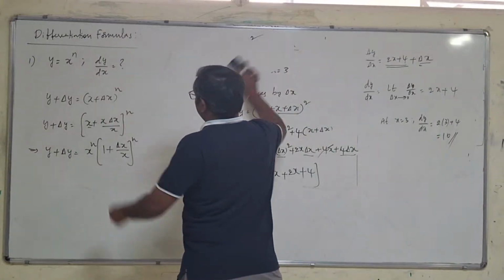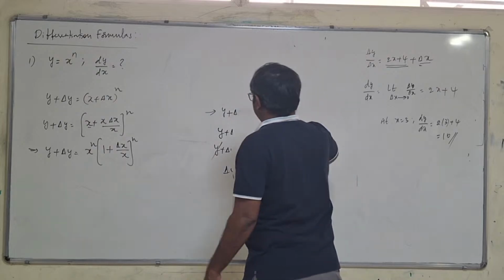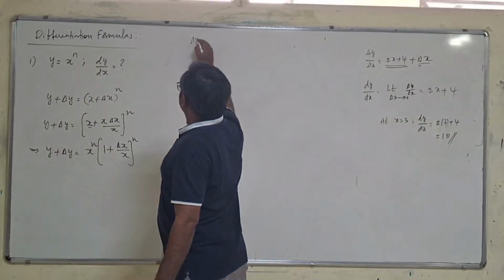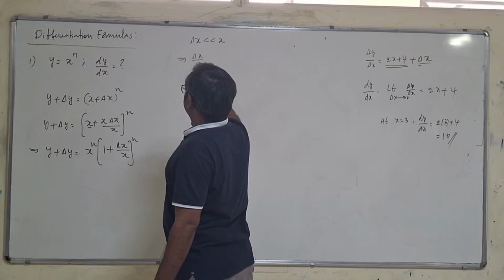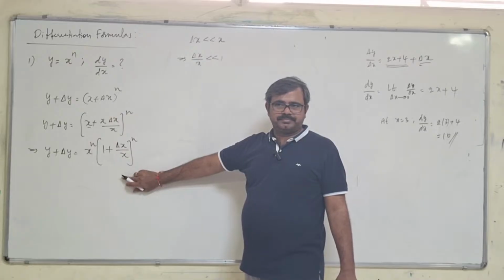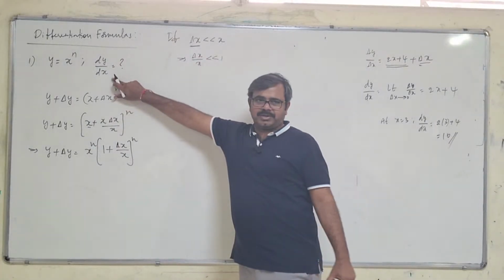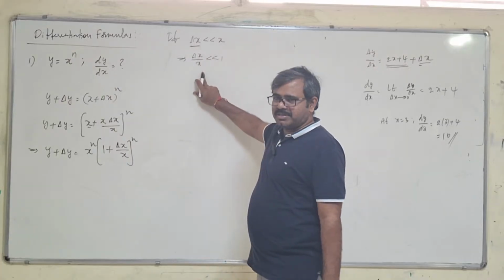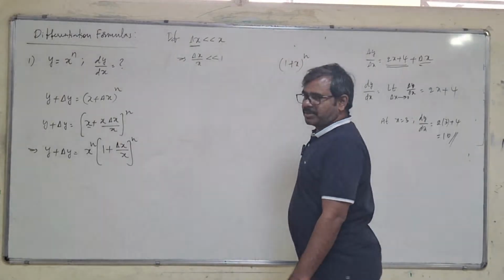Now, we want what? dy by dx. dy by dx means the interval needs to be very, very small. Delta x needs to be very small. Delta x is much less than x, which means delta x by x is much less than 1. For a very small interval of x, delta x by x is much less than 1, and we know the binomial expansion approximation.